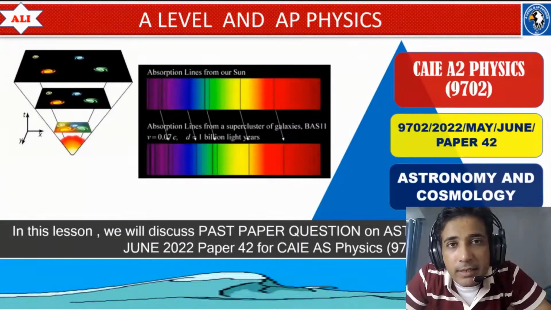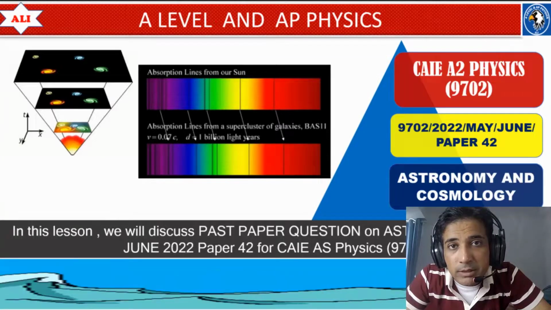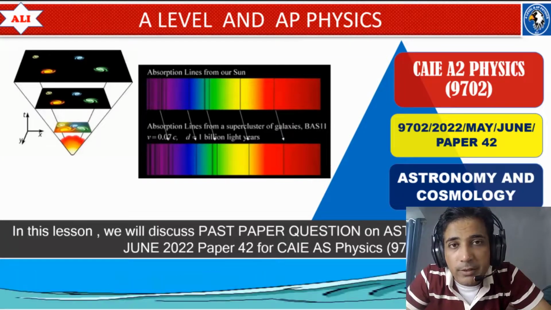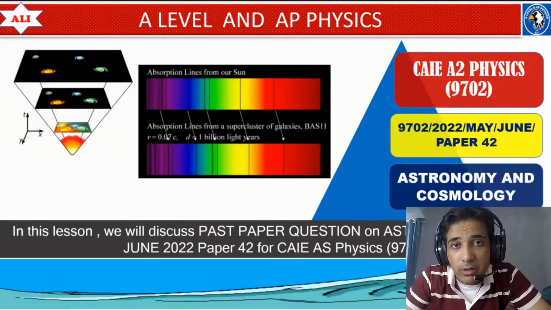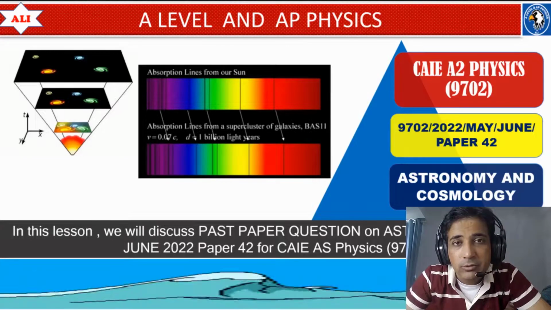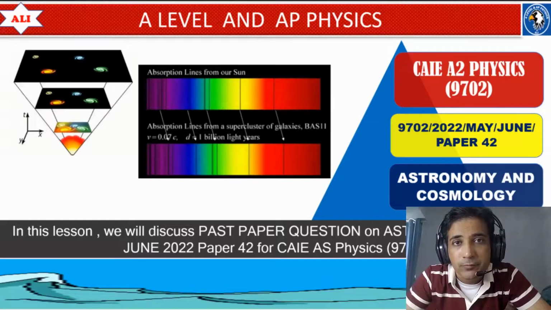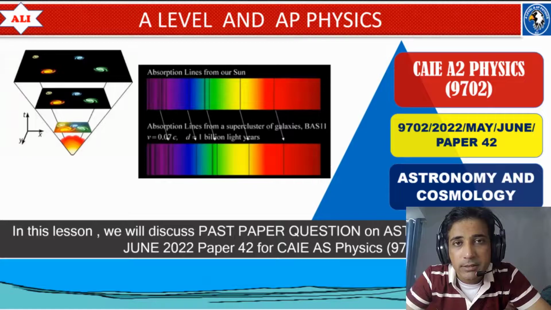Welcome to A-Level and AP Physics. In today's lesson, we will discuss a typical type of question on astronomy and cosmology from May June 2022, paper 4, variant 2. In this question, we will talk about the Big Bang. We will discuss Hubble's law, and we will also talk about redshift. And these are three main concepts from astronomy and cosmology. Let's study together. Let's improve together.